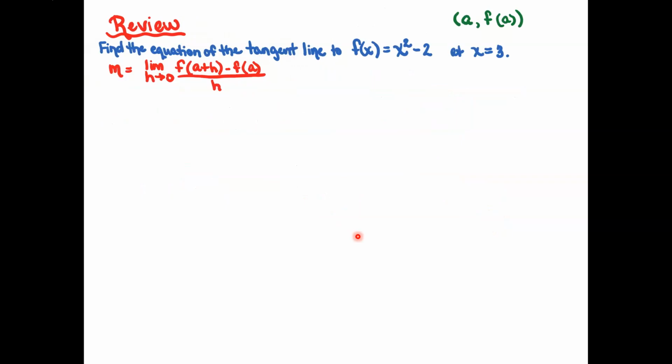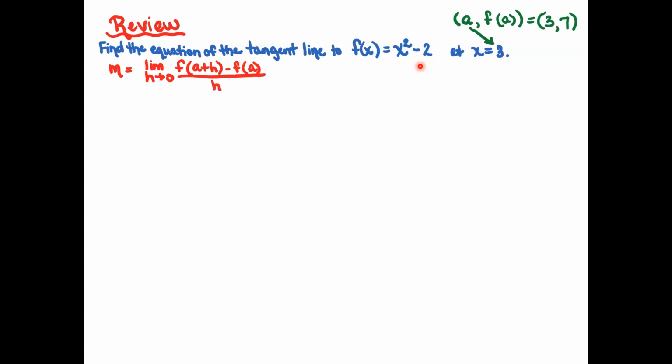All right, so let's review what we've looked at today, creating the equation of a tangent line with yet a different equation. For this one, it asked me to find the equation at the point x is equal to 3, but they didn't give me the y value. If they only give me x, how can I find y? Well, I'm going to take 3 and plug it into the equation. So if I plug in 3, 3 squared is 9 minus 2 is 7. And so that ordered pair would be 3, 7.